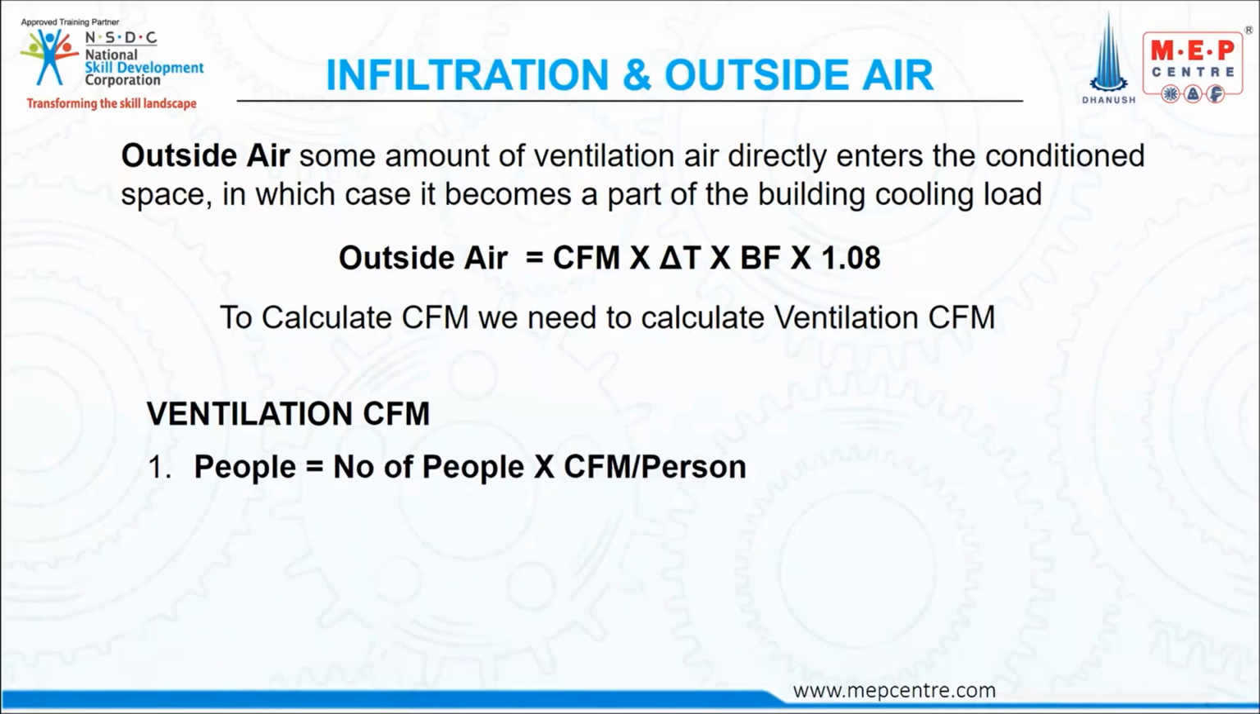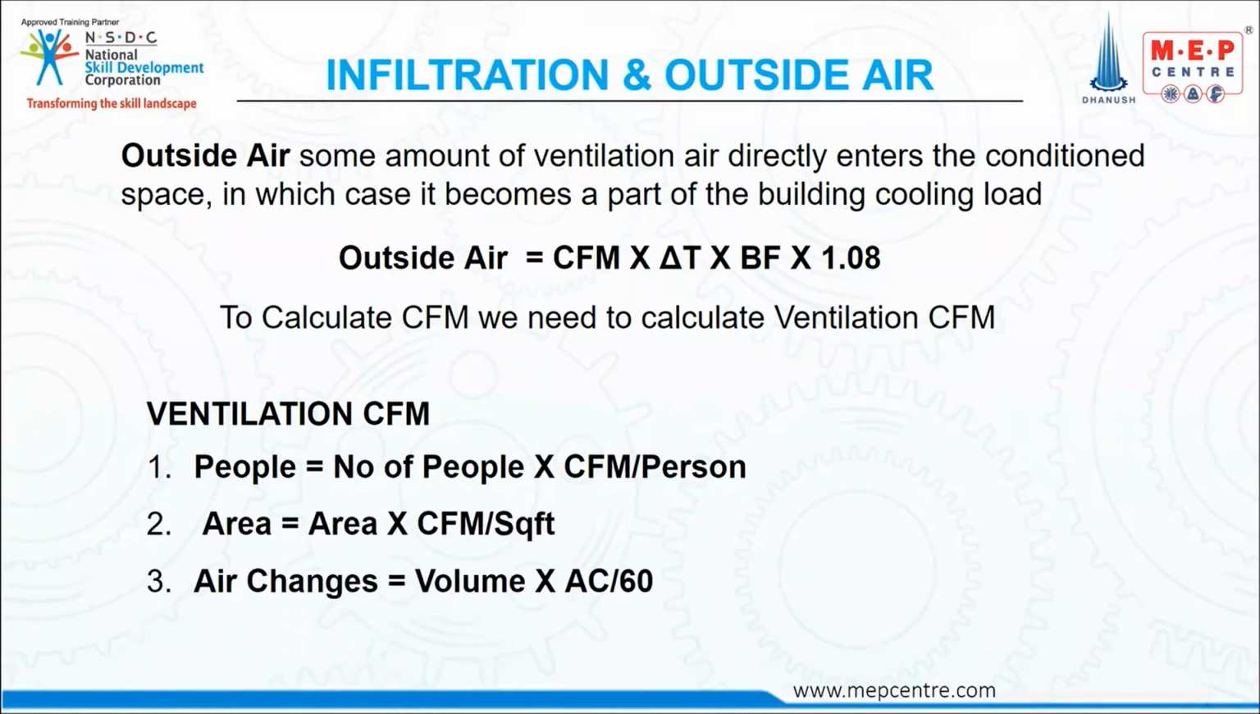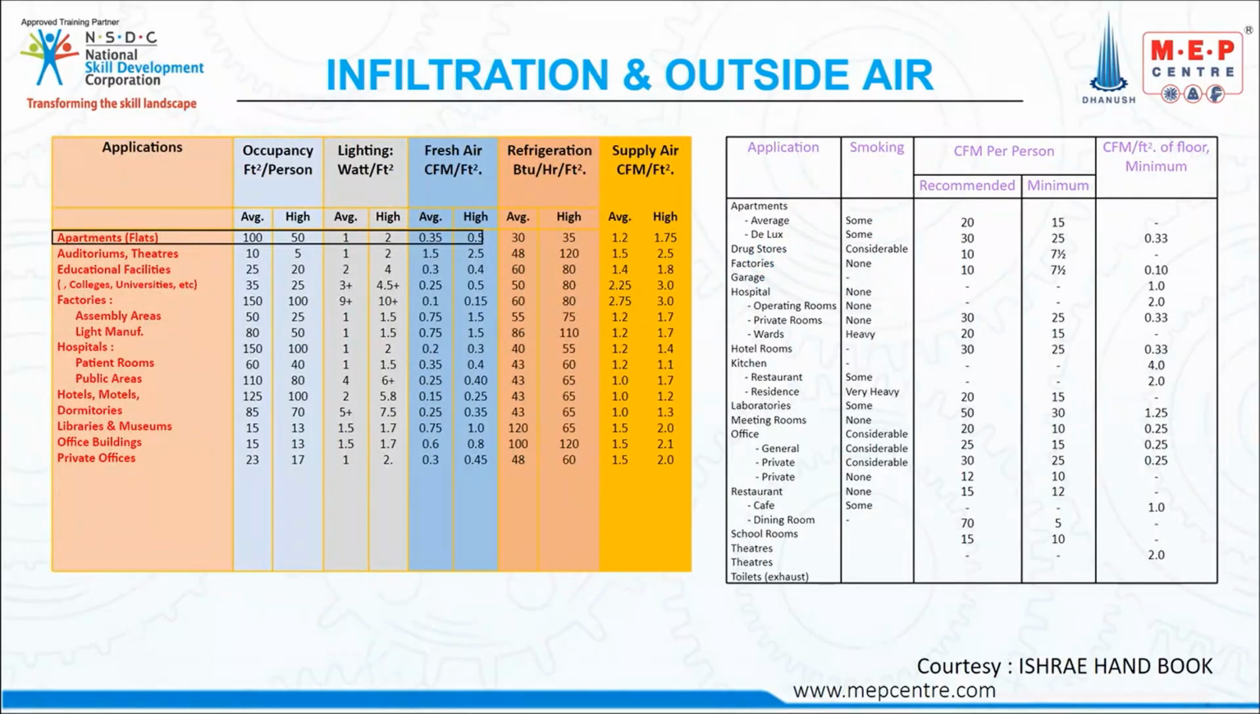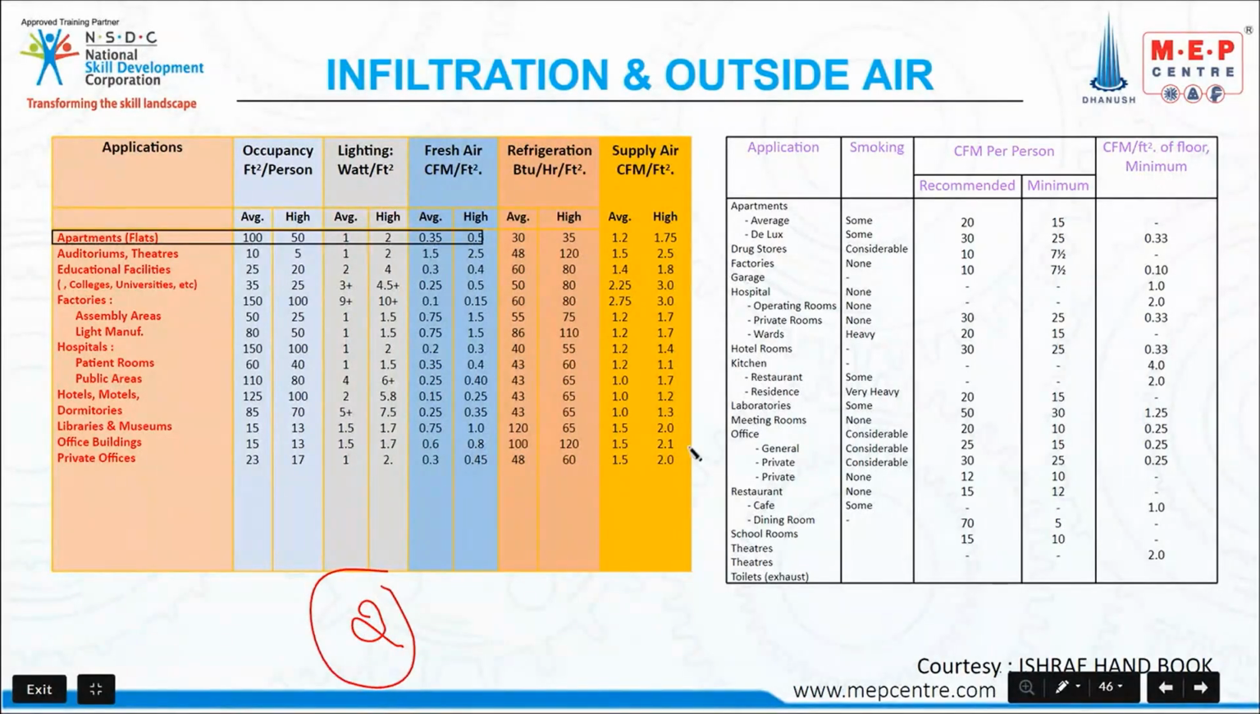Ventilation CFM is calculated with respect to number of people, with respect to area, and with respect to air changes. So basically for the master bedroom, I am considering 2 people. Normally we consider it with respect to the area, but as it is a residential application, I am considering 2 people.